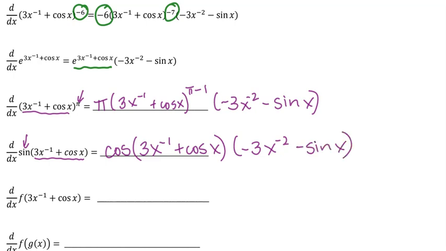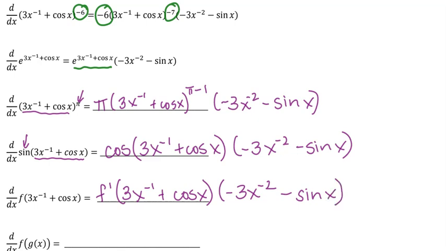And then we're asked to go one step more abstract and say, okay, so what happens when you take some function of our inner function 3x to the negative 1 plus cosine x? And what we're seeing up above is that you should take the derivative of that outer function. This inner function should stay exactly the same, and then you should multiply by the derivative of that inner function.